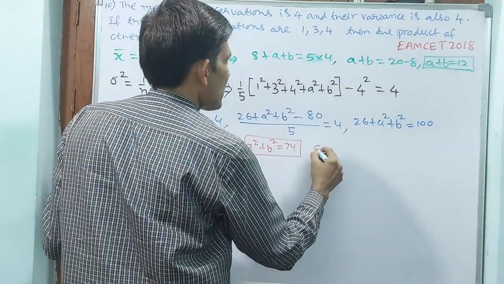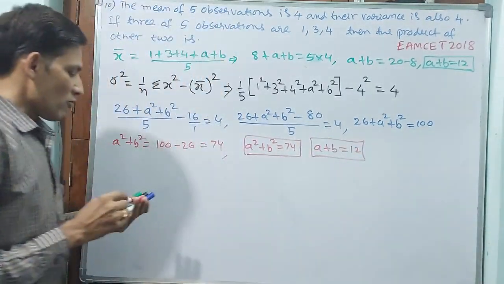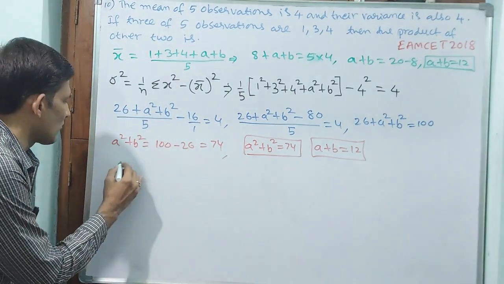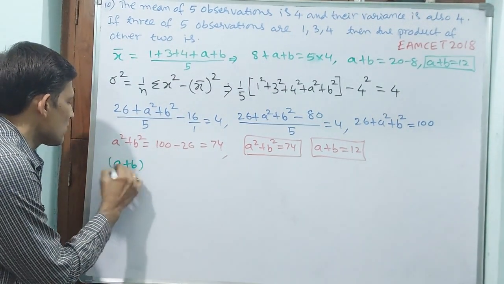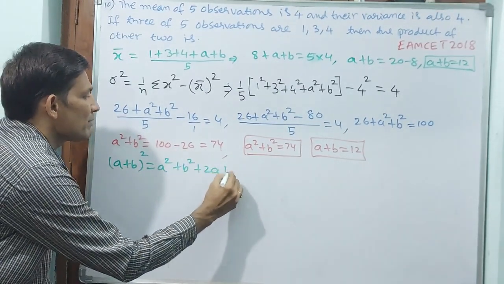You have got A plus B is equal to 12. Can we find AB? Definitely we can find AB. Why? Because you go for the A plus B whole square formula. A plus B whole square is equal to A square plus B square plus 2AB.